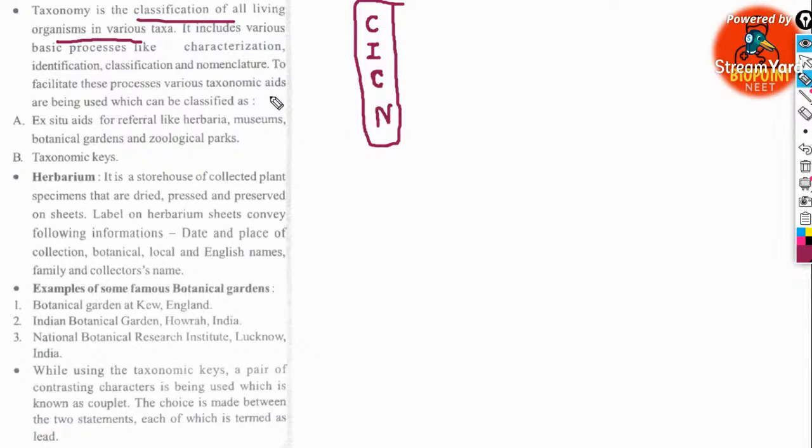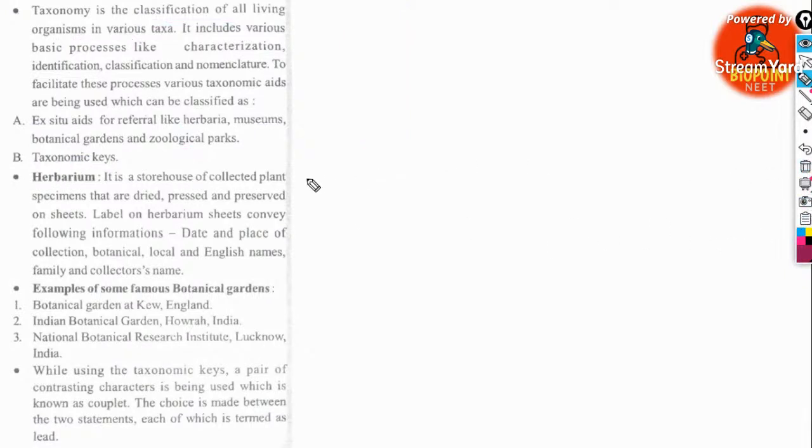Clear with that. So to facilitate these processes, various taxonomical aids are used, which can be classified as ex situ aids like herbaria, museums, botanical gardens, zoological parks, etc., and in situ aids such as taxonomic keys. Clear with that. Let's move on with herbarium first. Herbarium.